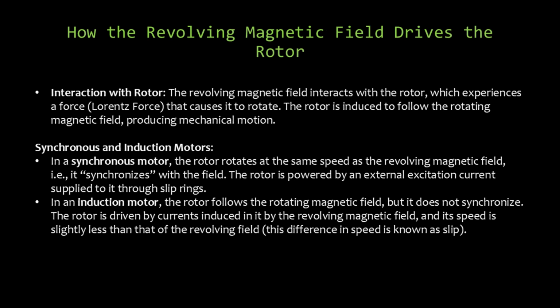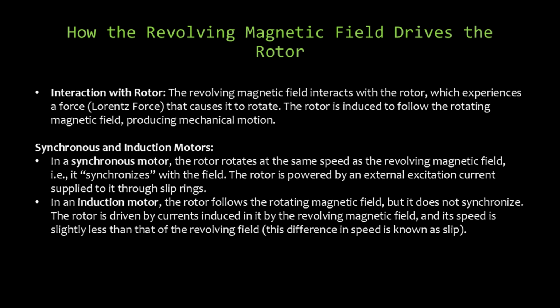In the realm of AC motors, 2 primary types stand out: synchronous and induction motors. In a synchronous motor, the rotor rotates at exactly the same speed as the revolving magnetic field, essentially synchronizing with it. External excitation current is supplied through slip rings.